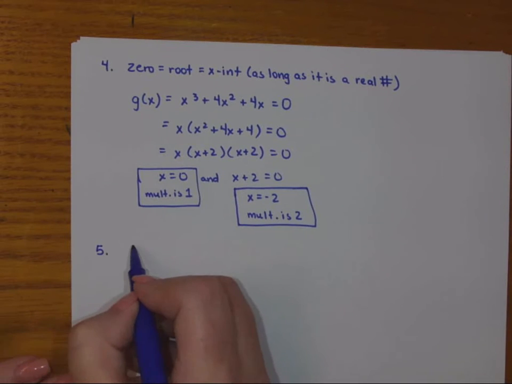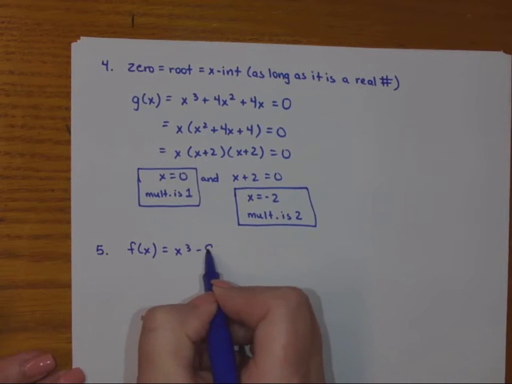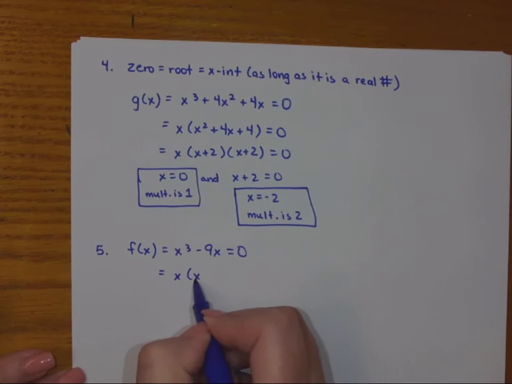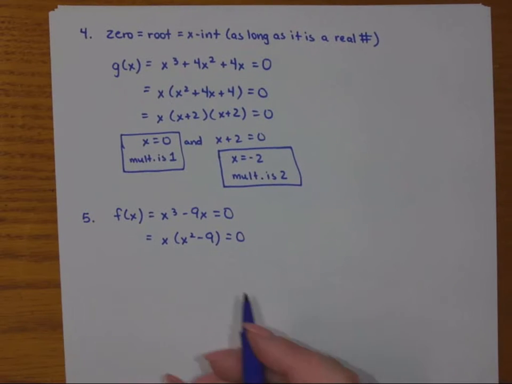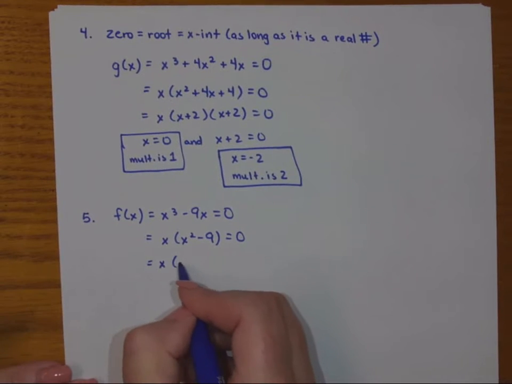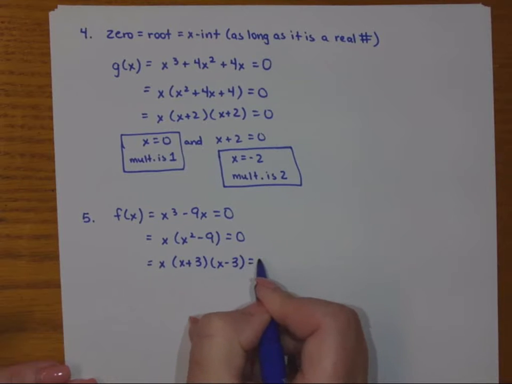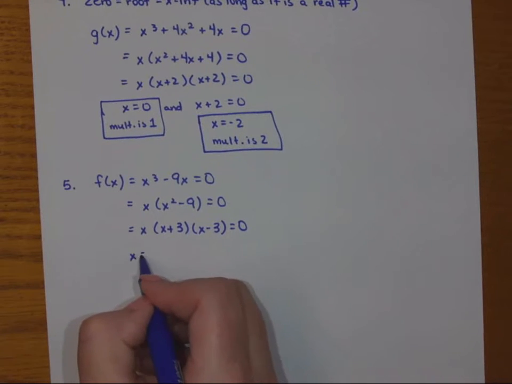All right, number 5, same thing. So x cubed minus 9x, and we're going to set that equal to 0. So again, I would hope that you would notice, hey, they both have an x. So I'm going to factor out an x. But when I do, I get a difference of squares, right? So this factors hopefully quickly. So notice now it's fully factored and I can set each part equal to 0.